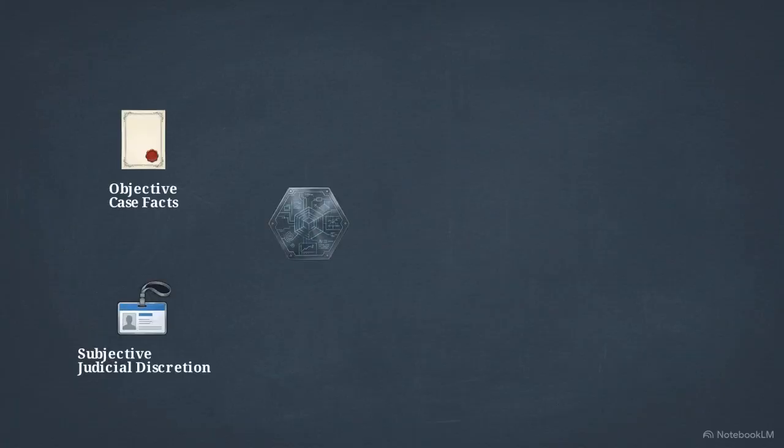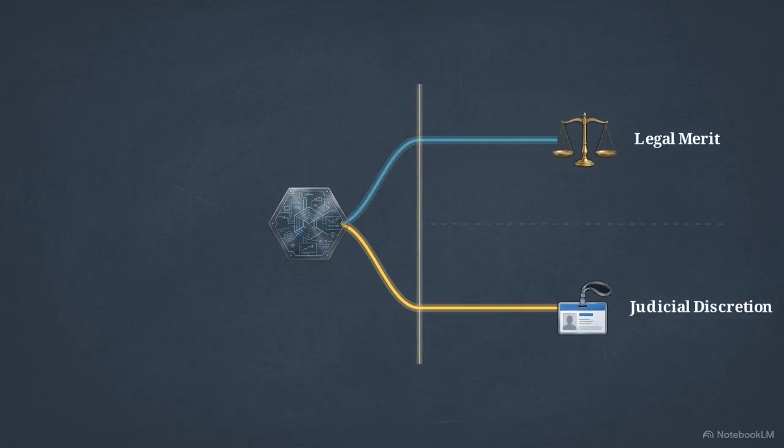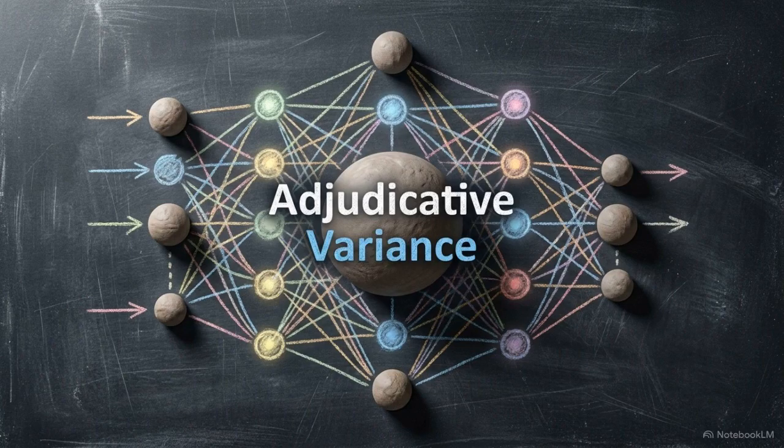This raises a critical question for legal natural language processing. How do we mathematically disentangle the objective facts of a legal case from the subjective discretion of the human judge deciding it? Solving this requires abandoning standard text-only classifiers. We need a neural architecture explicitly designed to map adjudicative variance.